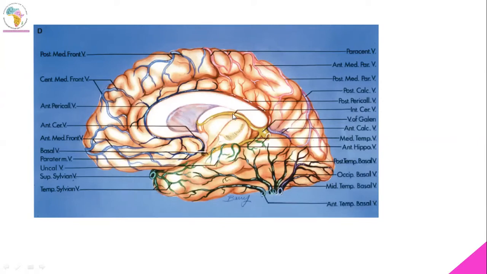We have a deep system. What we discussed in the previous slide we call the superficial system. We have another venous drainage system, which we call the deep venous system. It drains the ventricular system and the deep white matter and gray matter.